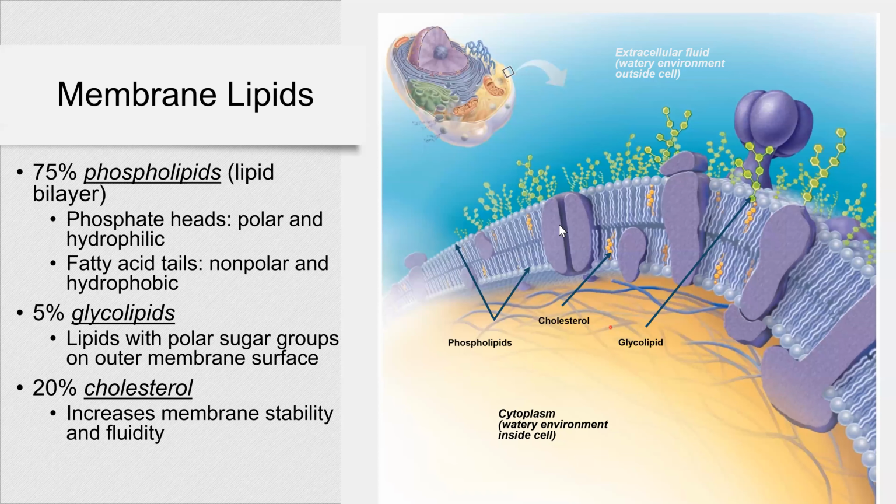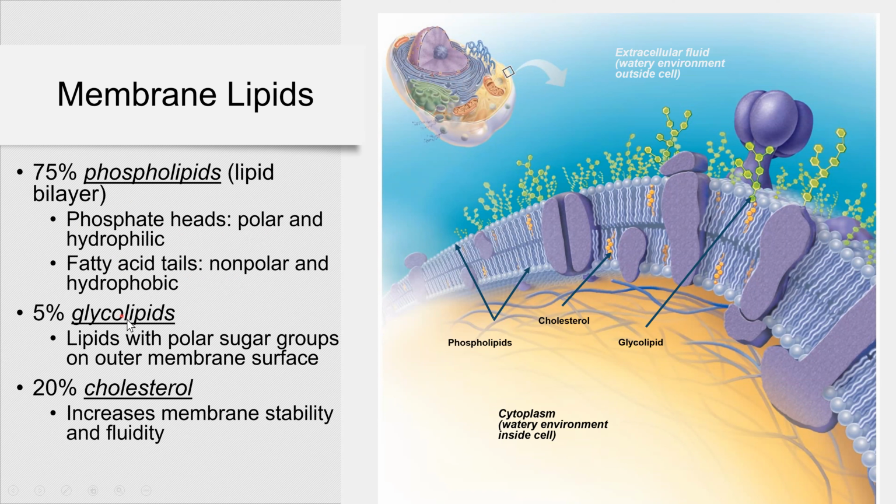So over here we can see another diagram that represents the structure of the cell membrane. And as you see over here, 75% are phospholipids that form the lipid bilayer. And again, it repeats over here: phosphate heads are polar and hydrophilic, and polar means they have a charge. And fatty acid tails are non-polar and hydrophobic. And on this diagram, you can see phospholipids right over here and here and right there.